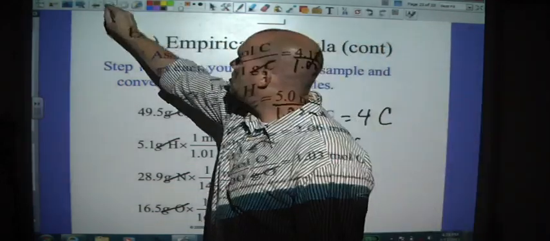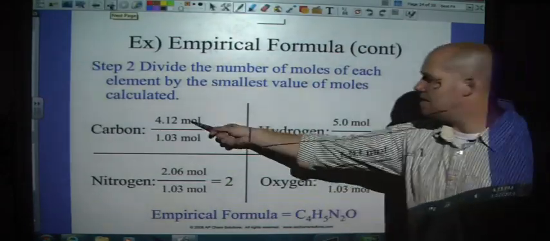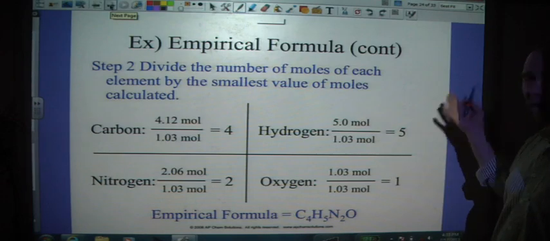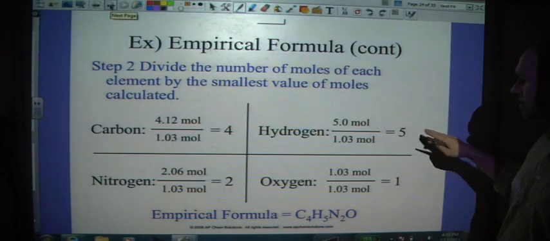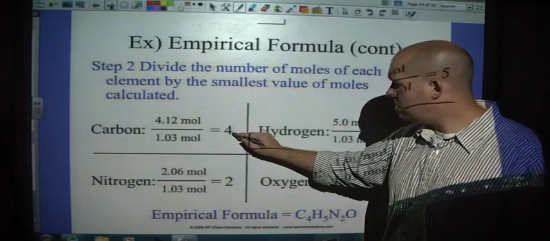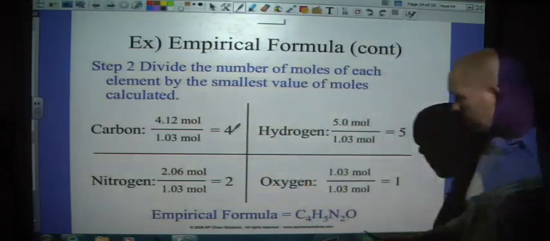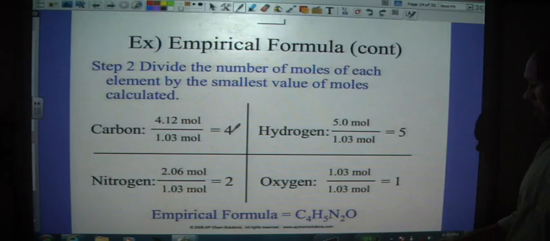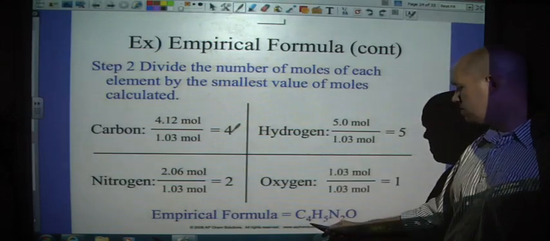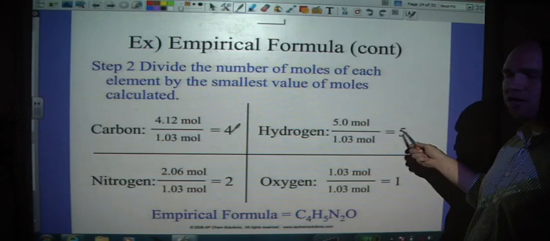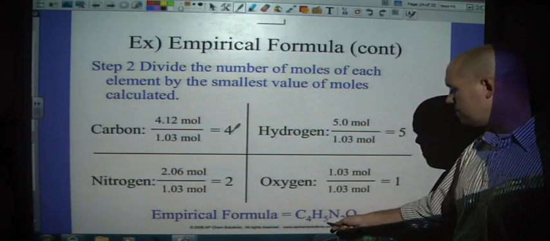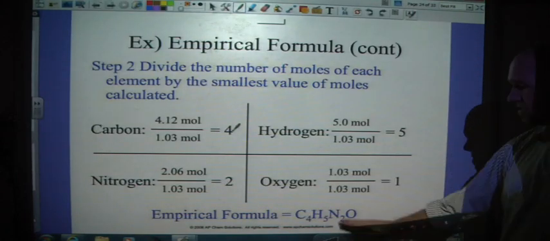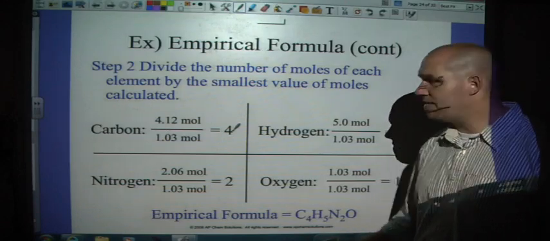Okay, so we'll continue on, and you can see on your next slide, you divide this, you got 4, you divide this, you got 2, this divided by itself is 1, this divided by this, basically 5. So this tells you this number, if it's a whole number, you're going to bring it down here. So we put carbon, hydrogen, nitrogen, oxygen. And so we have 4 for the subscript. This number here is your subscript. 5 hydrogens, 2 nitrogens, 1 oxygen. Okay, and that's the empirical formula for caffeine.